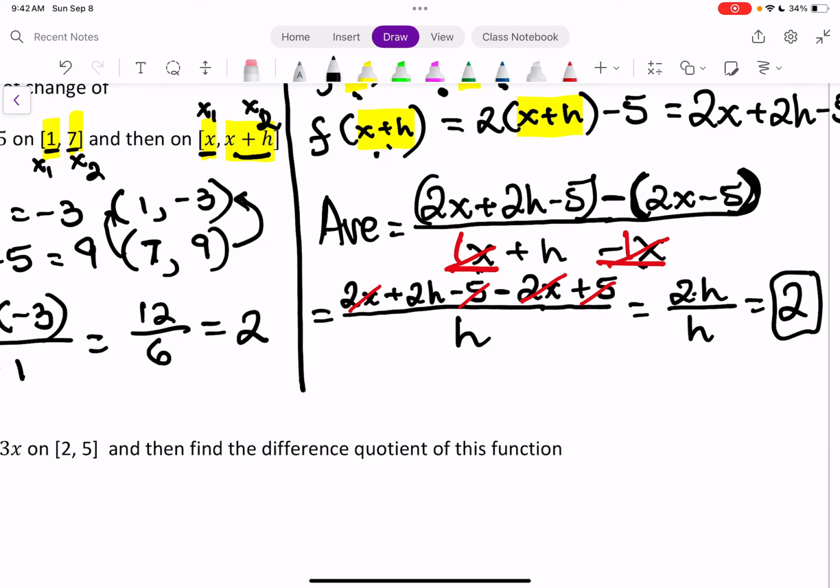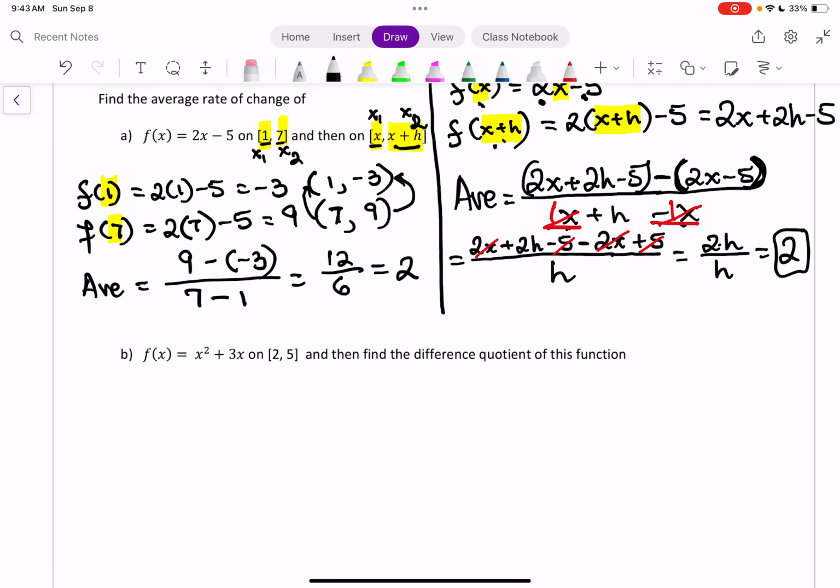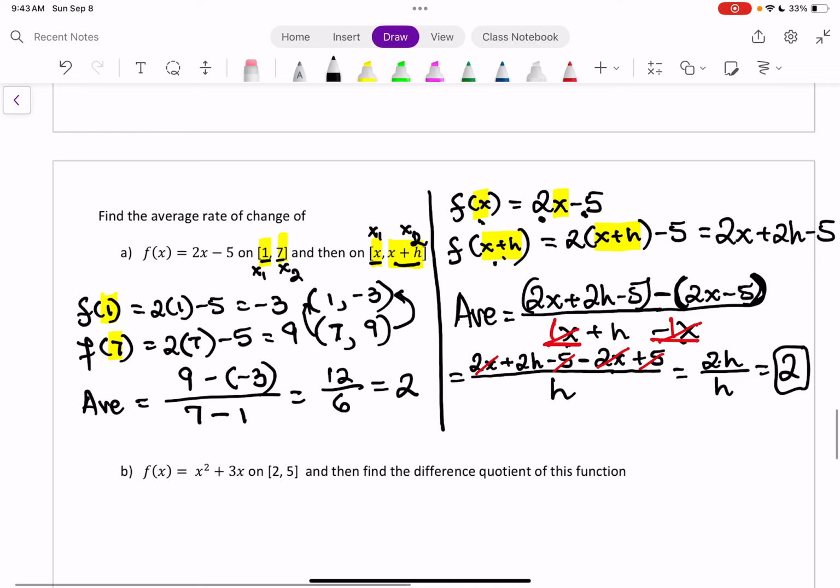2 times a number, like let's say 2 times 3 divided by 3, that's just 2, right? Every time. So here's the last one. Again, on a homework, you'll see I'm only asking you to do this average quotient on a linear function. That's what I would put on a test as well.